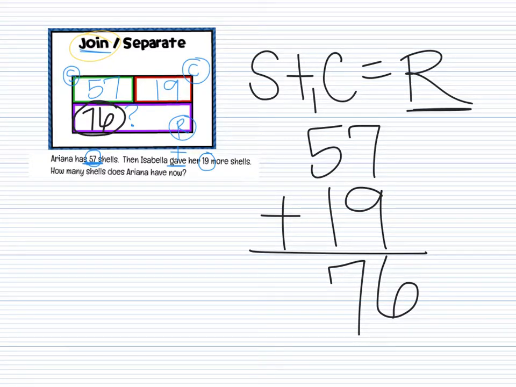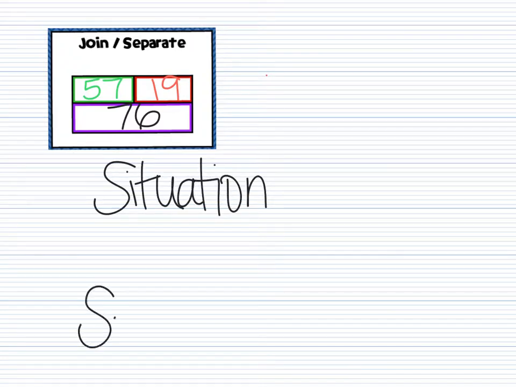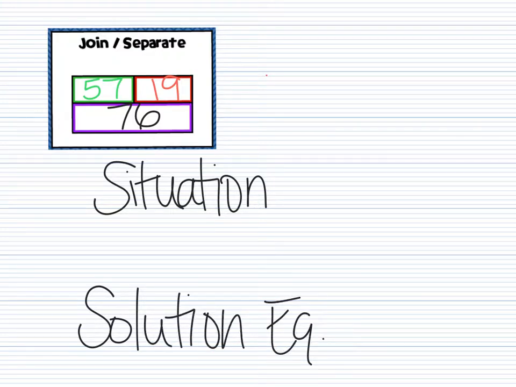Now, not done yet, because remember, we did step 5, we just solved it. Step 6, we can answer in words, but before we do that, we have to talk about our two equations. Who remembers what our two equations are for every word problem structure? You're going to have two. What are they? That's right. We have a situation equation and a solution equation for every single word problem structure.